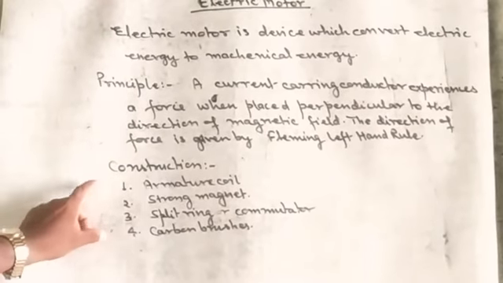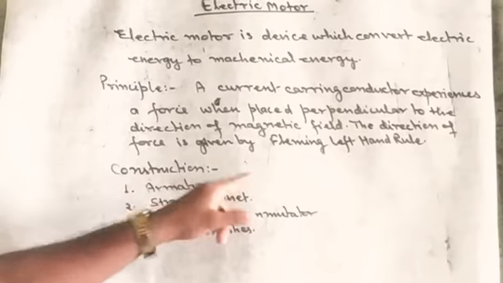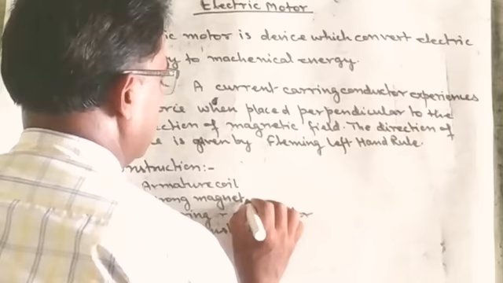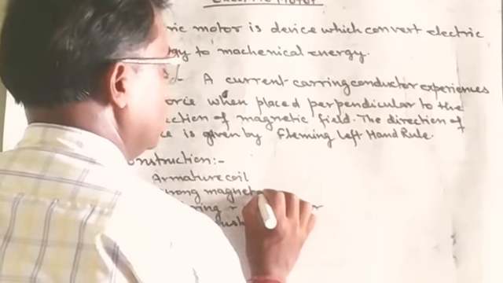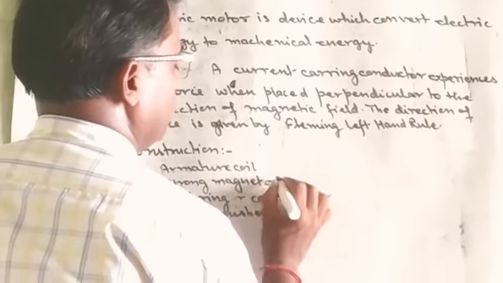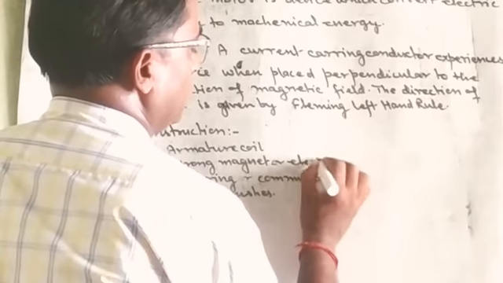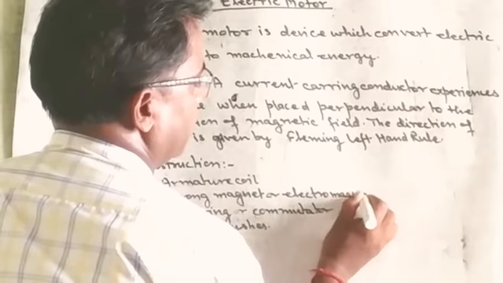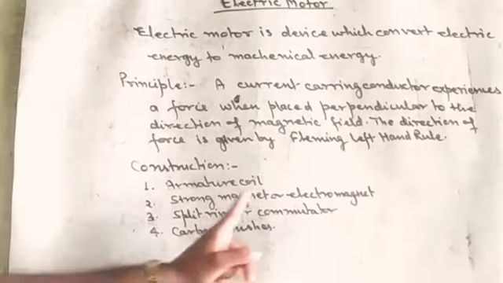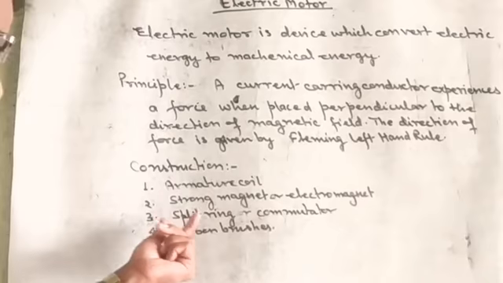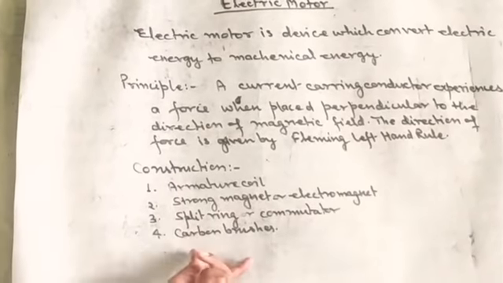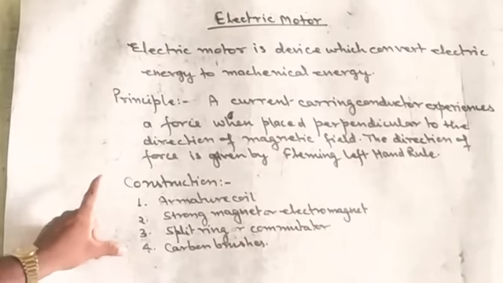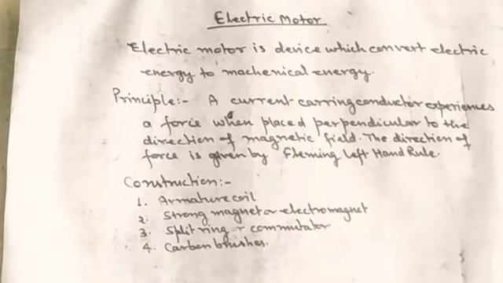There are 4 points written there. Armature coil, strong magnets or electromagnets, you can say. Which strong magnet can you use? Electromagnet. Split ring or commutator, known by these two names, and carbon brushes. These 4 points are needed to study the construction of an electric motor.